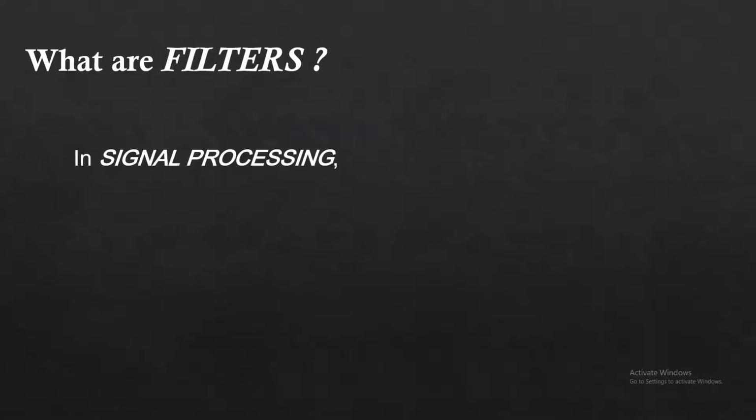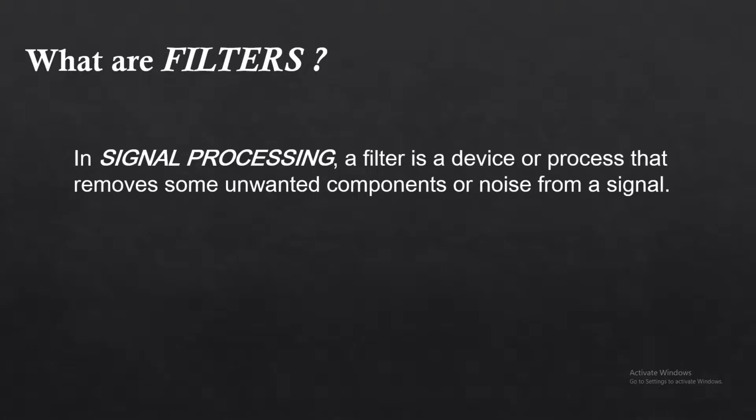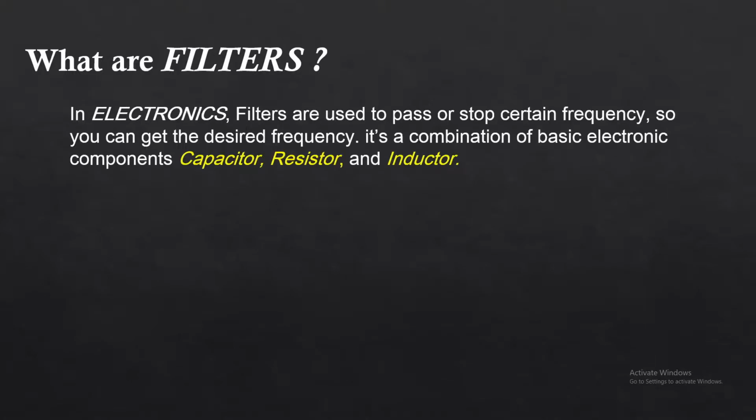In signal processing, a filter is a device or process that removes some unwanted component or noise from a signal. But as we are going to talk about electronics, in electronics, filters are used to pass or stop certain frequencies so you can get a desired frequency. It's a combination of basic electronic components such as capacitor, resistor, and inductor.